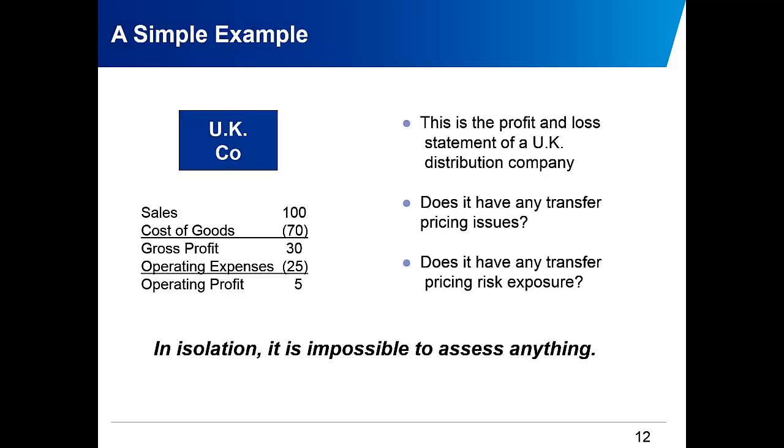Now, let's look at a simple example. Let's suppose that we have a UK distribution company. When you first look at its profit and loss statement, you really can't assess anything about its transfer pricing, whether it has transfer pricing issues or whether there's any exposure as a result of transfer pricing. In isolation, it's impossible to judge what's going on. We need to look at the transaction between two related parties.